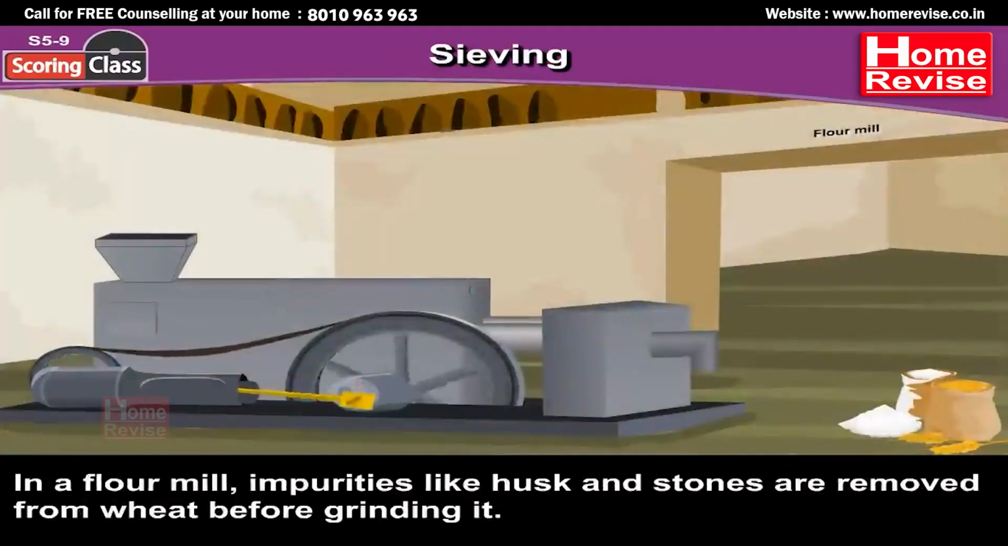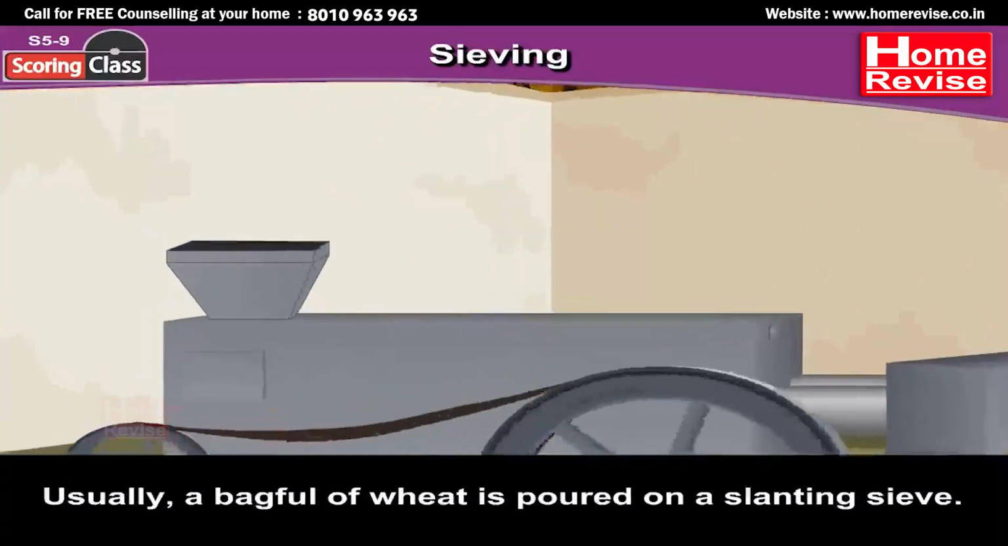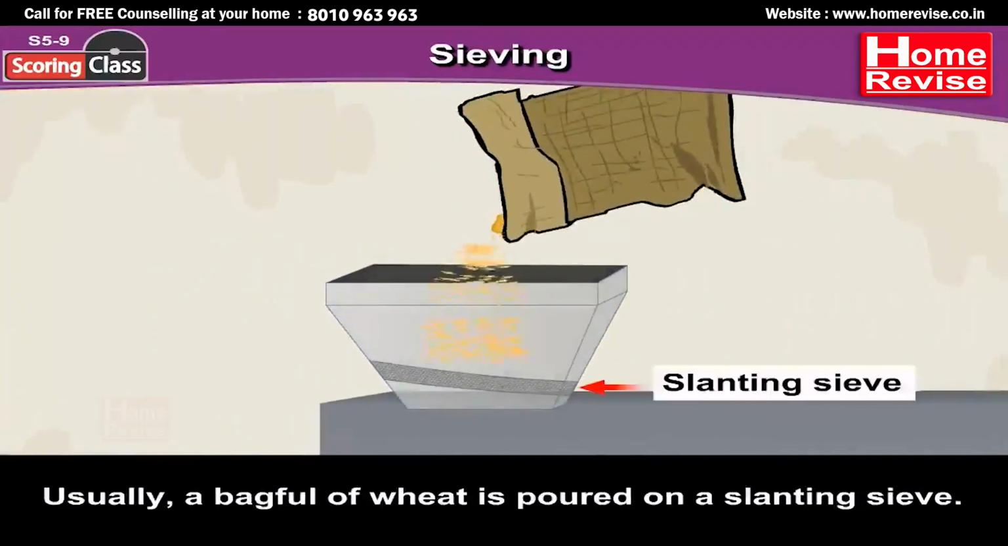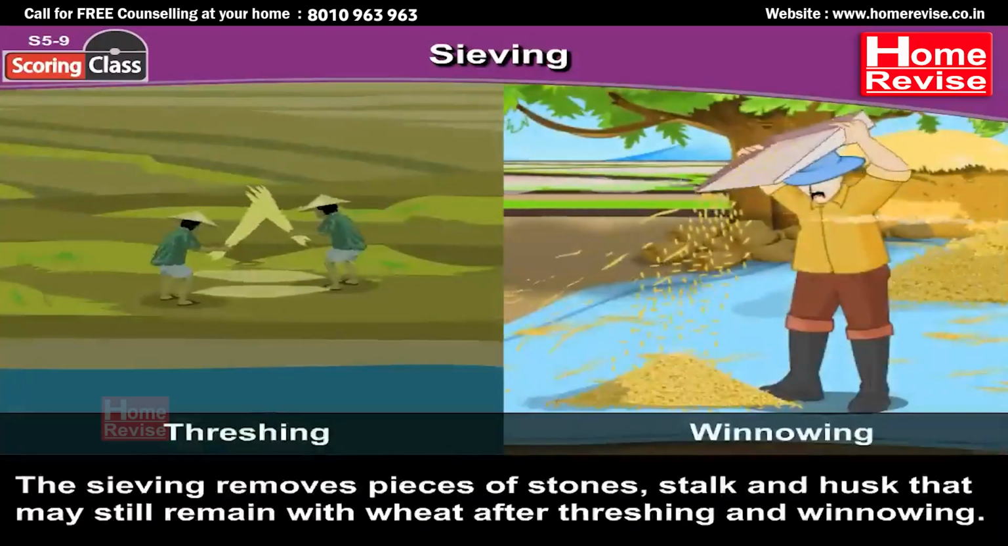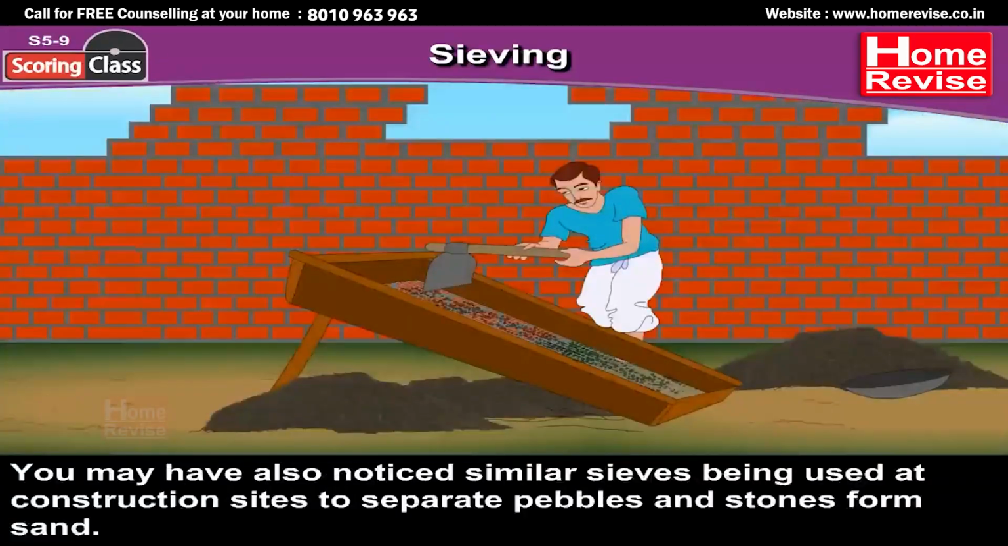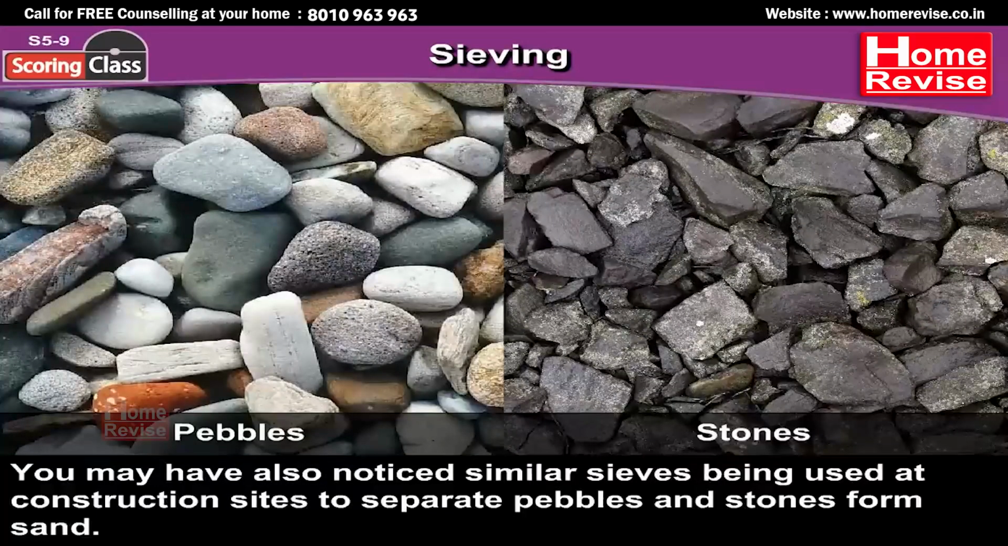In a flour mill, impurities like husk and stones are removed from wheat before grinding it. Usually, a bag full of wheat is poured on a slanting sieve. The sieving removes pieces of stones, stalk, and husk that may still remain with wheat after threshing and winnowing. You may have also noticed similar sieves being used at construction sites to separate pebbles and stones from sand.